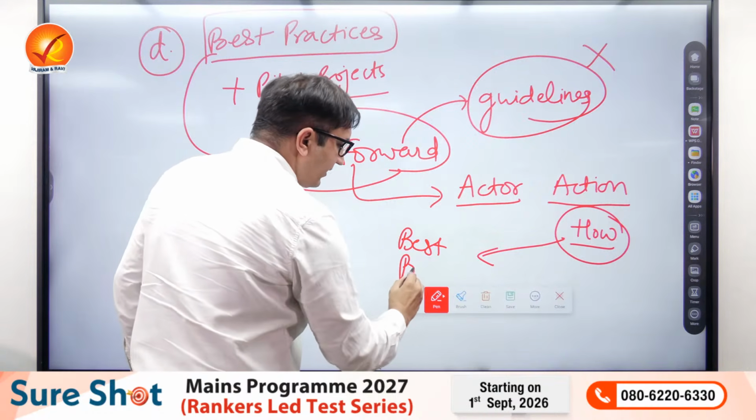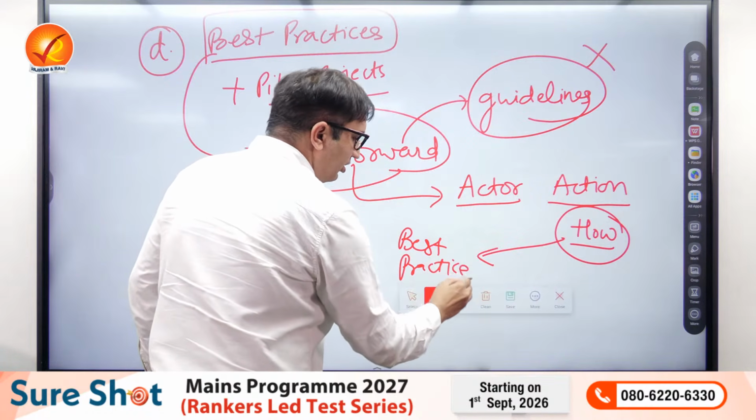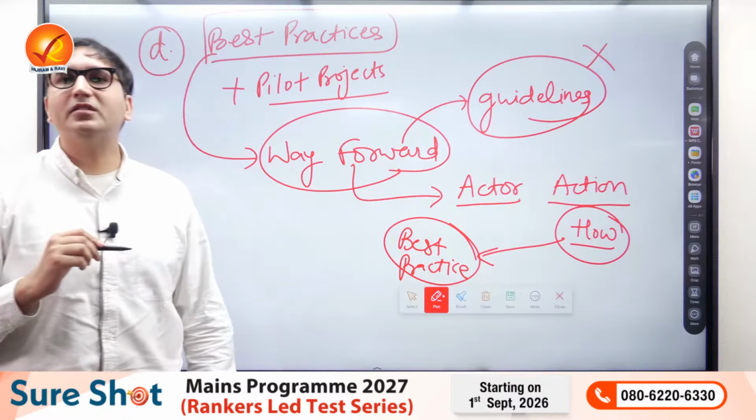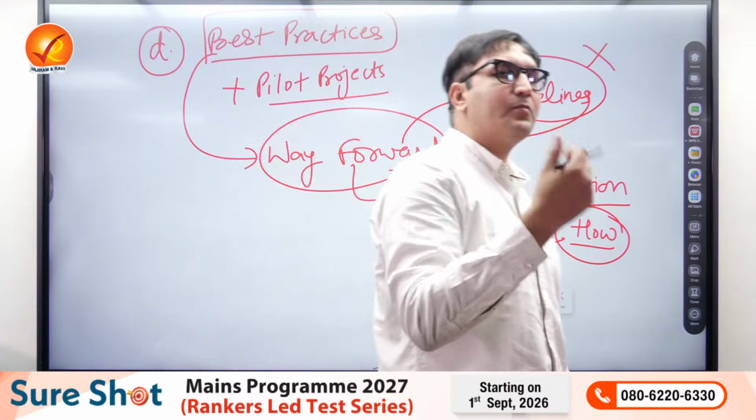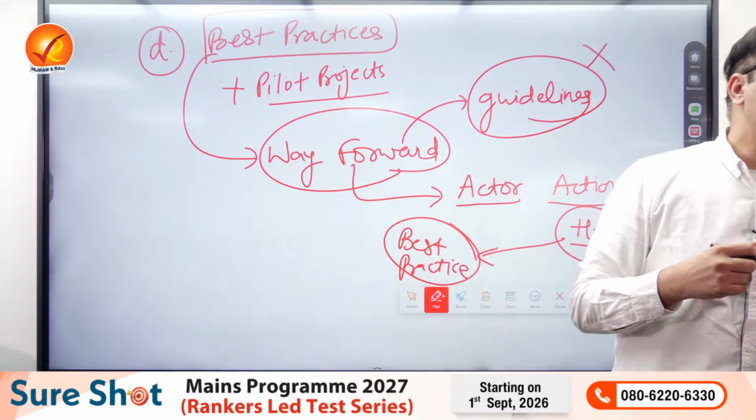Either you write the best practice, or you can tell some mechanism, that we can use technology. Let us say I'm talking about agriculture exports. So what is the problem with agriculture exports?